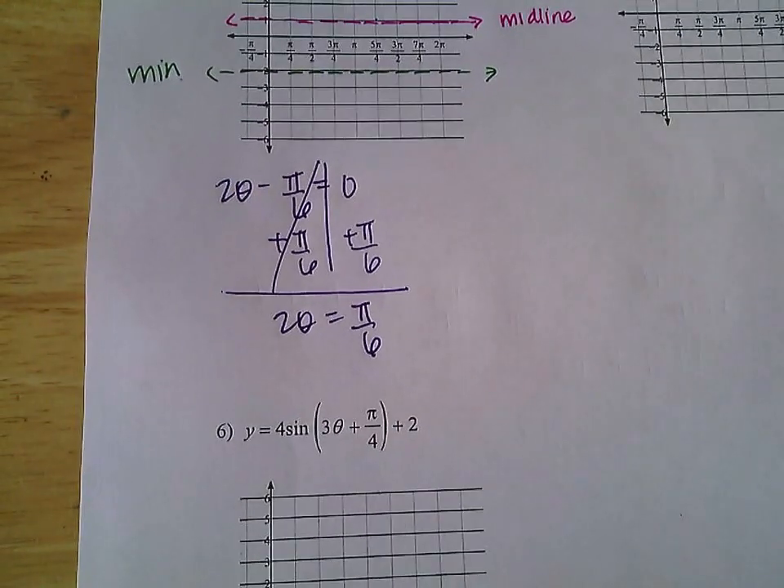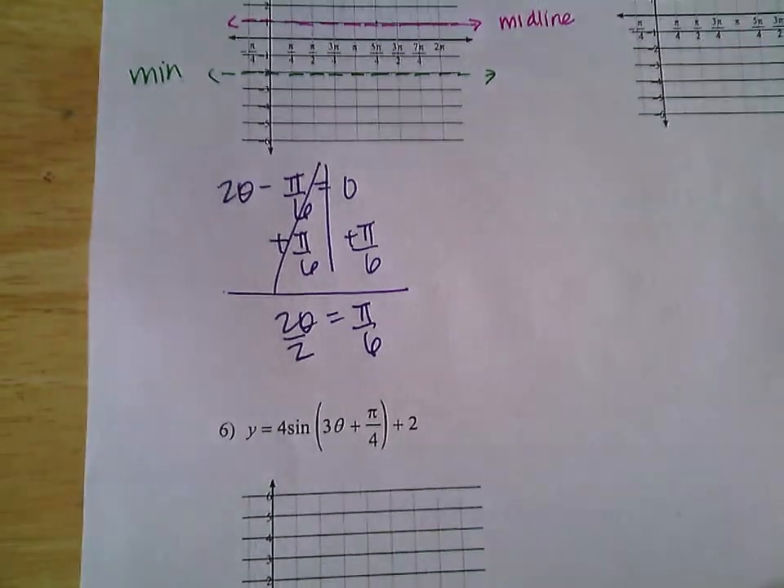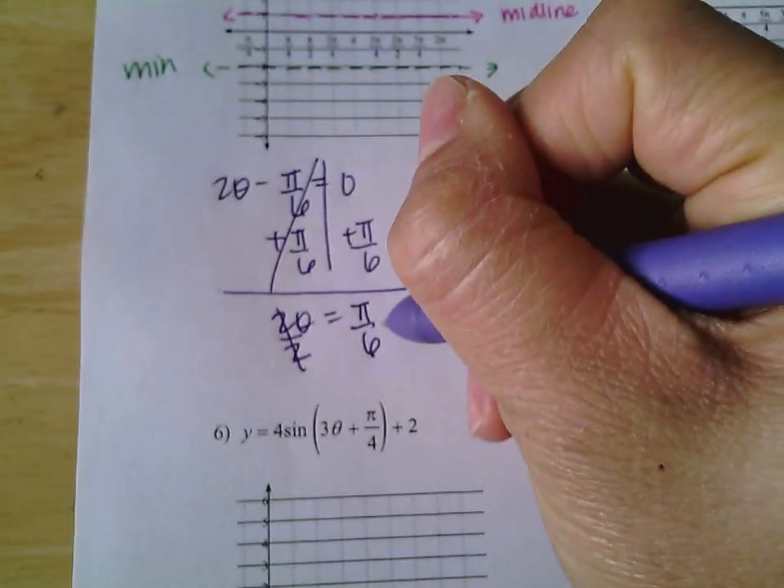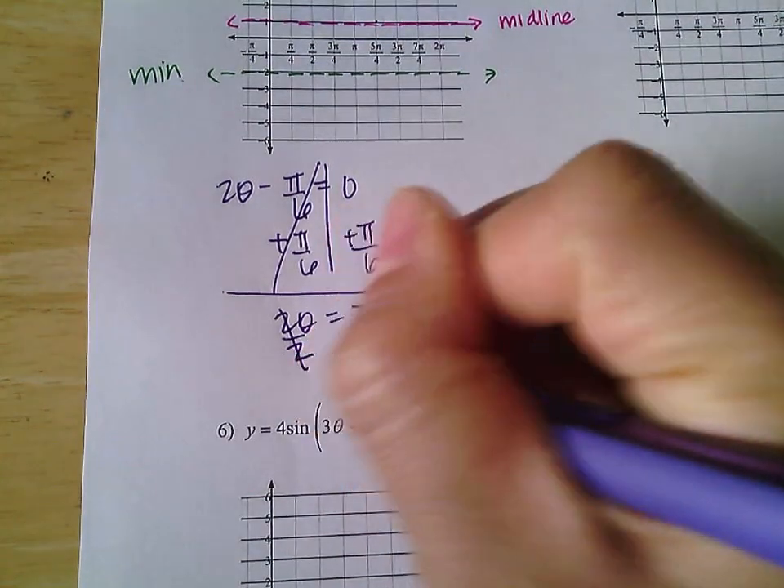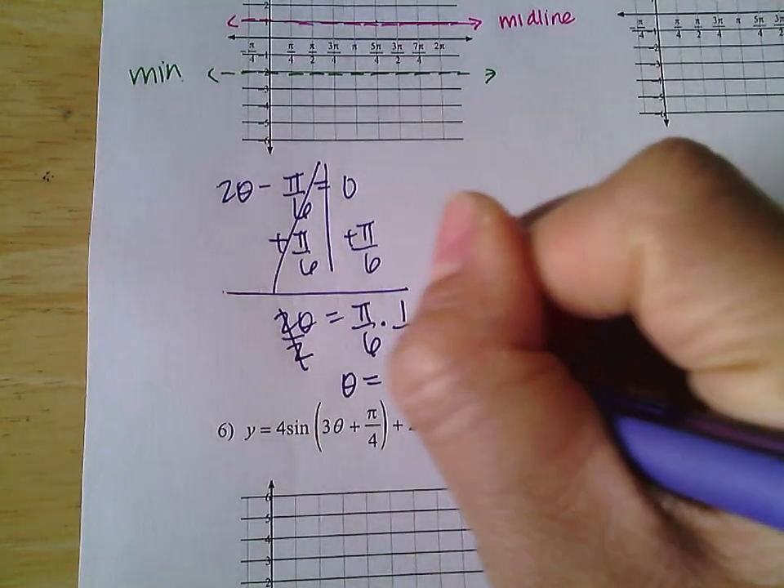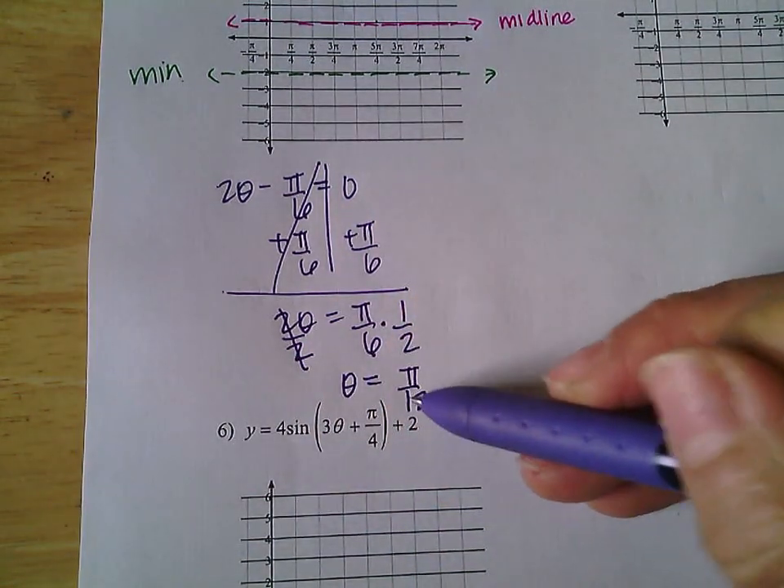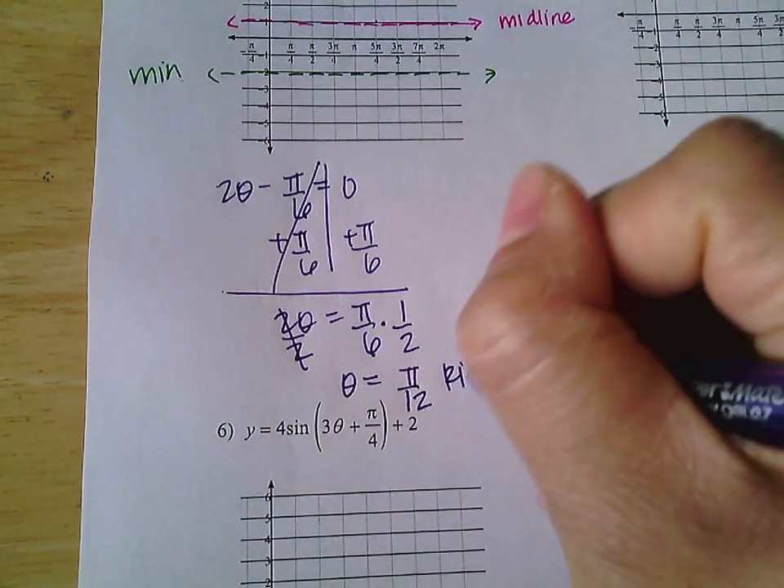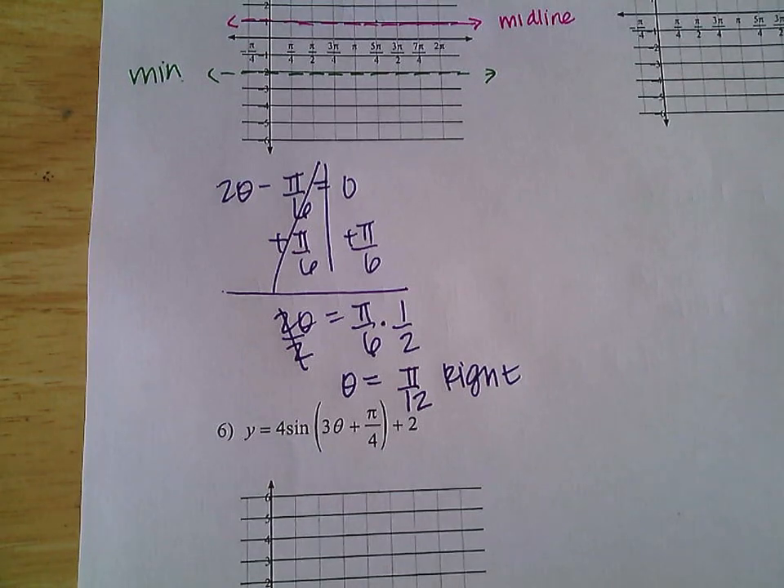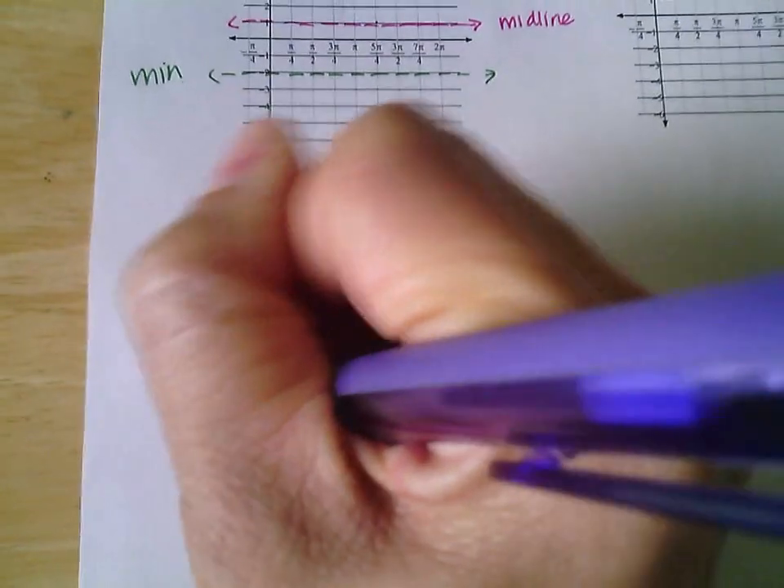Remember, your end goal is to get theta by itself, so I'm going to go ahead and divide by 2. Dividing by 2 is the same thing as multiplying by 1/2. So I get theta equals pi over 12. Notice that this value is positive, so that means I have a phase shift to the right. Okay. The next thing we are going to find is the period.